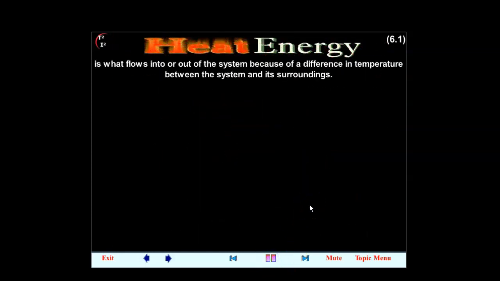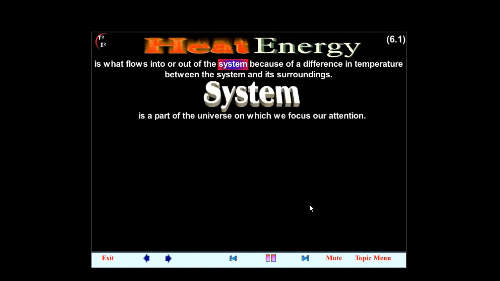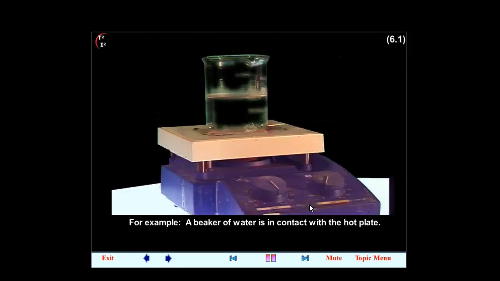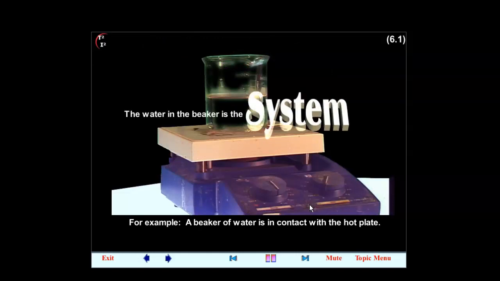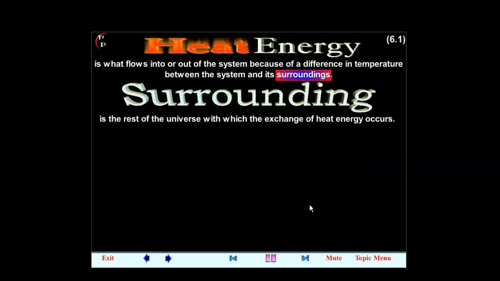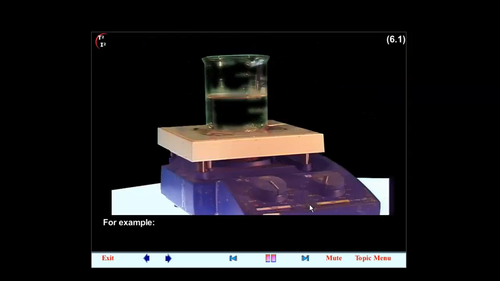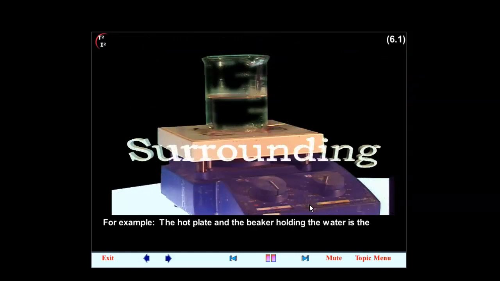Heat energy is what flows into or out of the system because of a difference in temperature between the system and its surroundings. System is a part of the universe on which we focus our attention. For example, a beaker of water is in contact with the hot plate. The water in the beaker is the system. Surrounding is the rest of the universe with which the exchange of heat energy occurs.